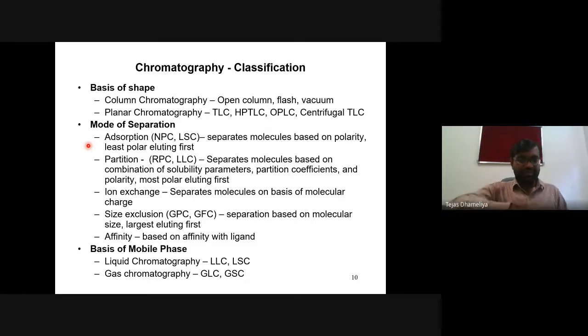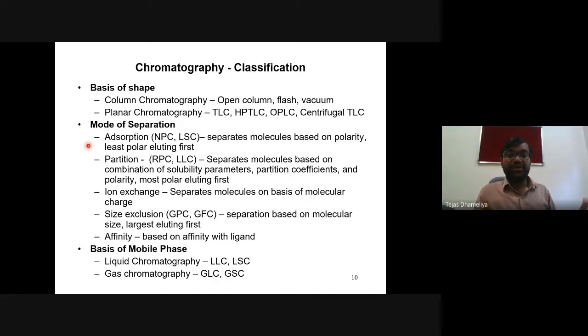Adsorption: whenever one material is solid and the other material is liquid, the surface phenomenon which occurs is called adsorption. Partition: when both phases are liquid in nature, the phenomenon used is called partition. Ion exchange: depending upon the ion, whether it is a cation exchanger or an anion exchanger. So these ion exchanger resins are available, which are used in these kinds of ion exchange chromatography.